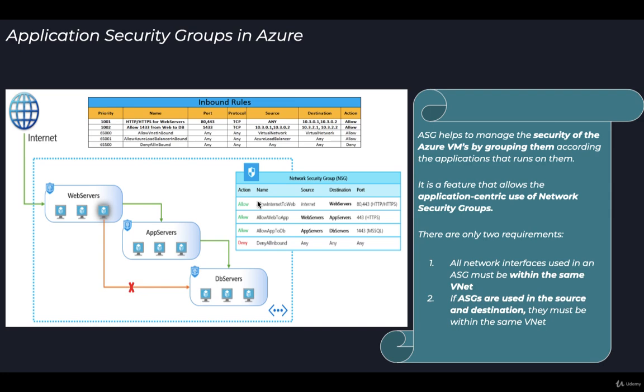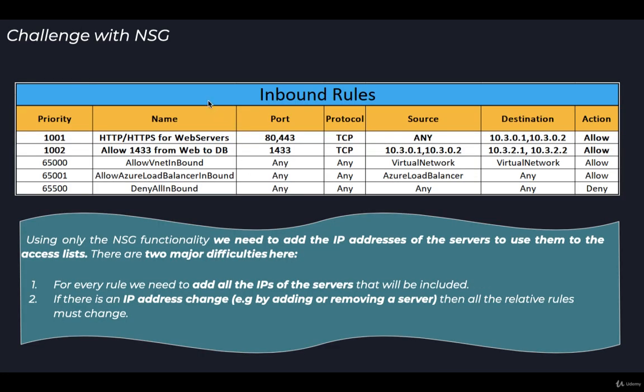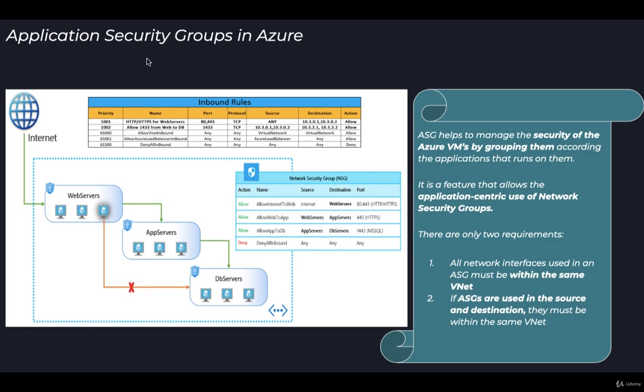So this is it, friends, in this lecture. We discussed the challenge with NSG: if we need to update the rules, or there is a change in a resource IP, we need to do that manually. We can solve that challenge with the help of application security groups by grouping the resources according to the application that runs on them. Friends, I hope you now have clarity on application security groups, and when you go through the demo, you'll have much more clarity on this concept.